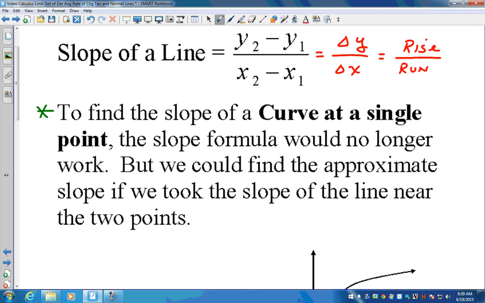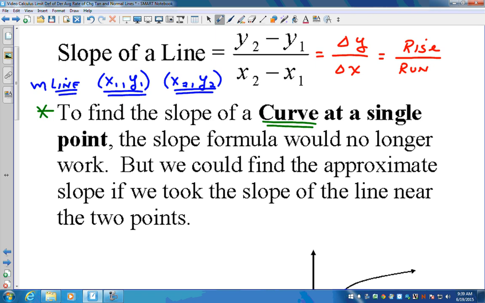To find the slope of a curve, wait a second, we can't find the slope of a curve, we can only find the slope of a line, right? So there's a couple things here that we have to think about. What we are used to is finding the slope of a line with 2 points, right? An x1, y1, and an x2, y2. So we typically have a line, and we typically have 2 points. Well, in calculus, that changes. We are now going to find slopes of curves.